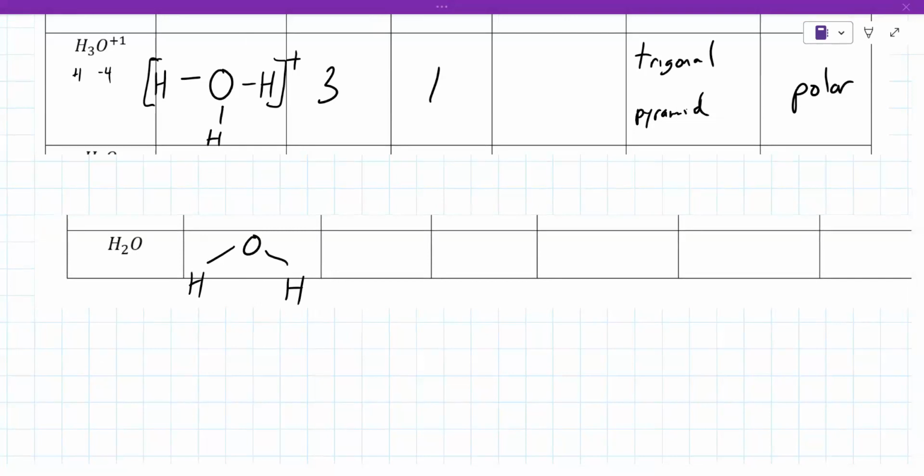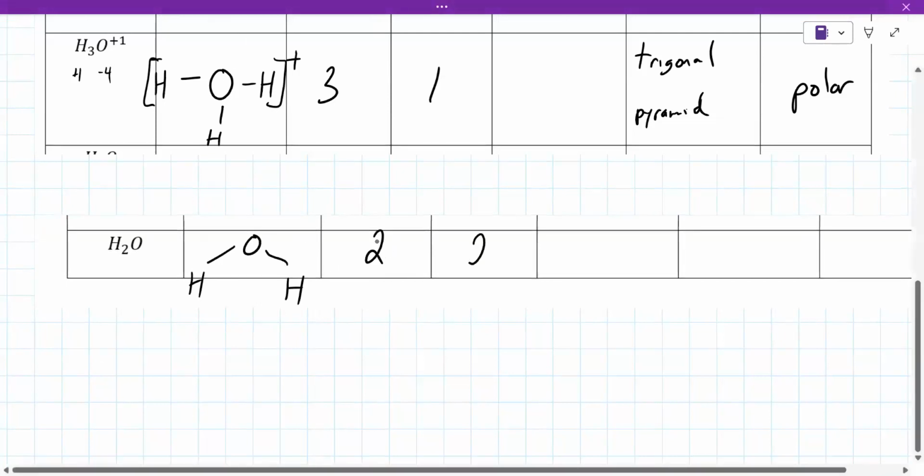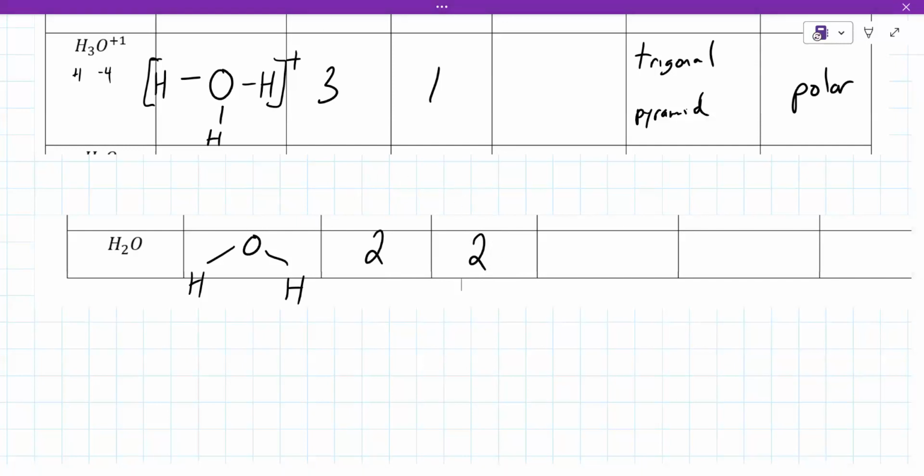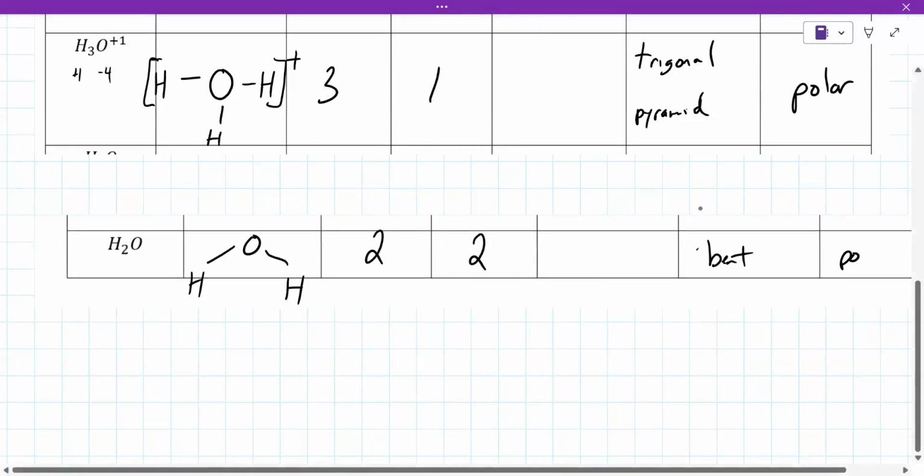And then the number of bonding pairs would be 2, and the other one would be 2, because they're not shown, but there's up to 4 around it. These tend to add up to 4. We're going to see an exception at some point. The name of the shape is bent, and water is polar.